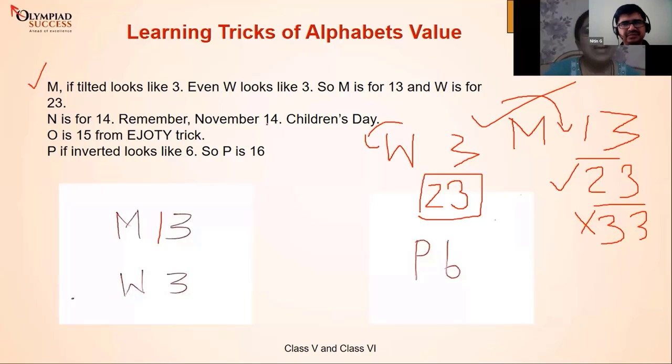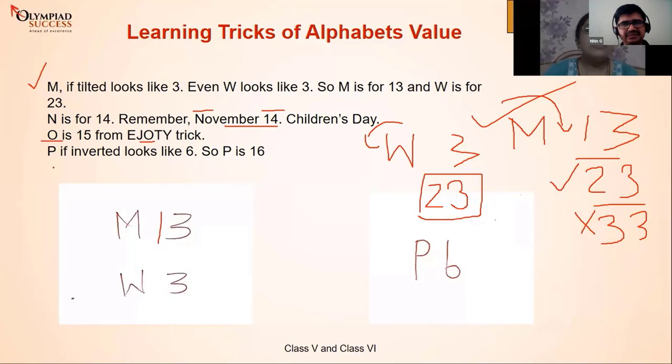Moving next, we have N, guys, and every child knows when is the International Children's Day? The Children's Day is on 14th of November, and so N and 14 have some special relation, isn't it? Yes. Moving next, we have O. So O is related to Ijoti, and so we very well remember the position value of O to be 15.